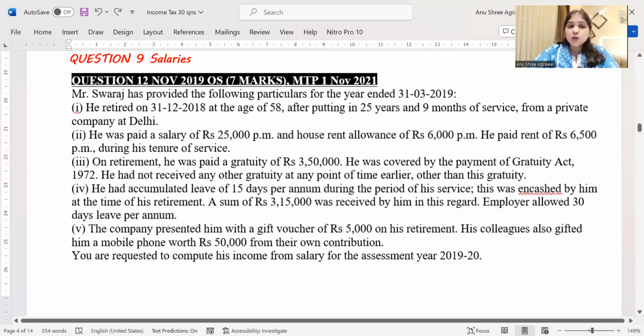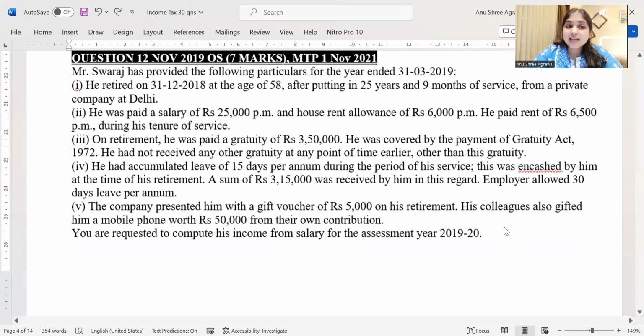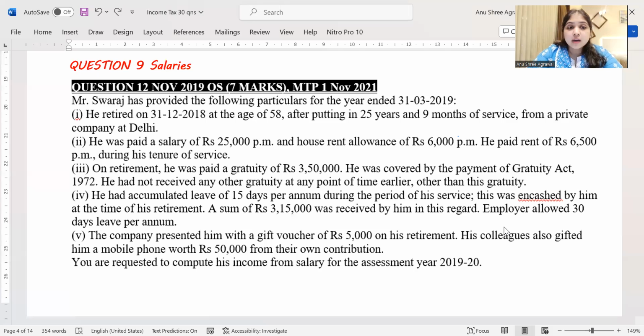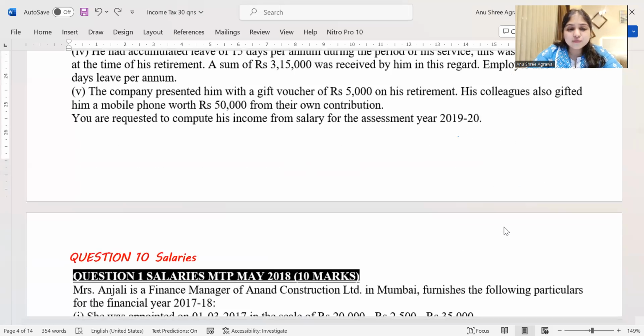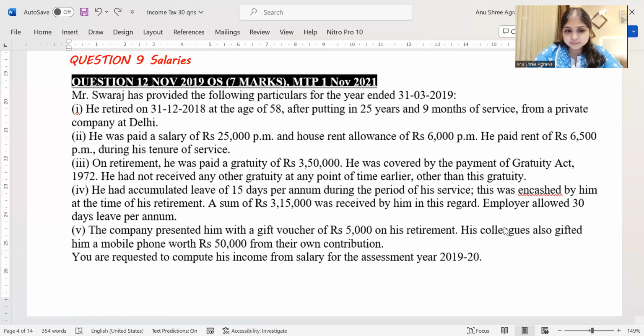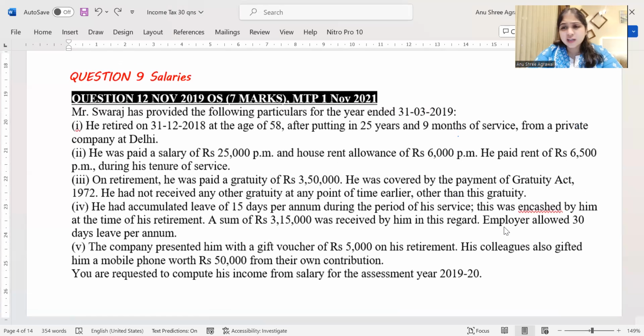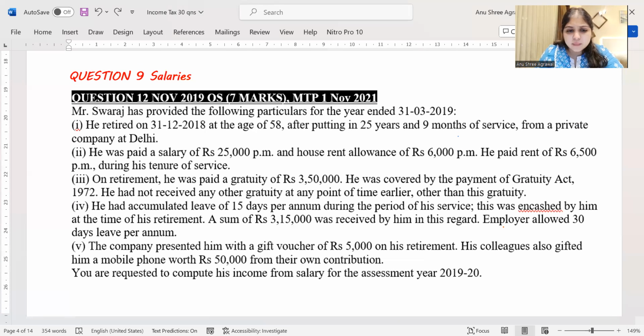Question number 9 is going to be a salaries related question. It's a question with 5 subdivisions, and they're not asking us tax liability, total income and all. They're just asking us to compute income from salary. So we're going chapter wise now. We did basic concepts, residential status, scope of total income, exempt incomes, and now we're coming to salaries. And before this, we are already done with total income.